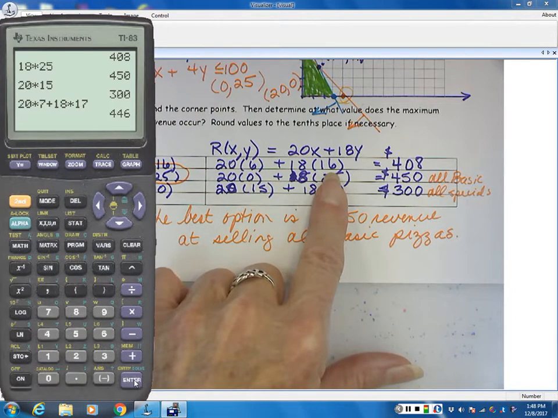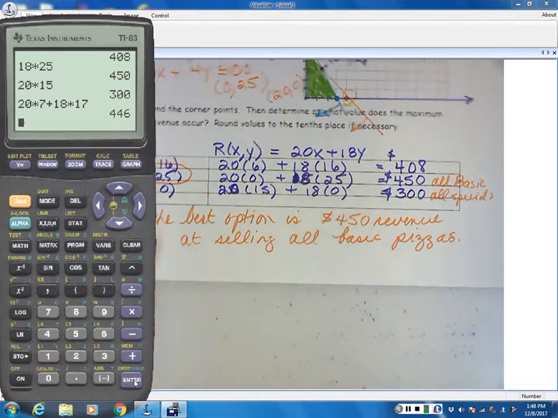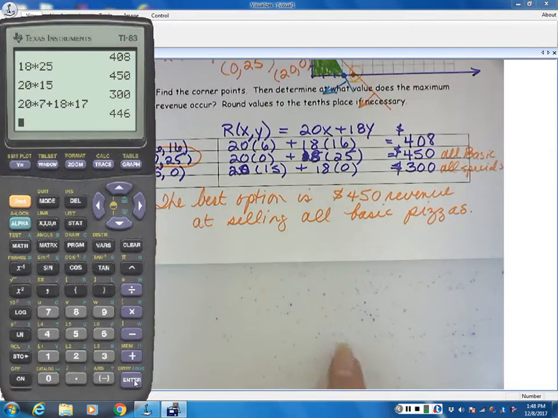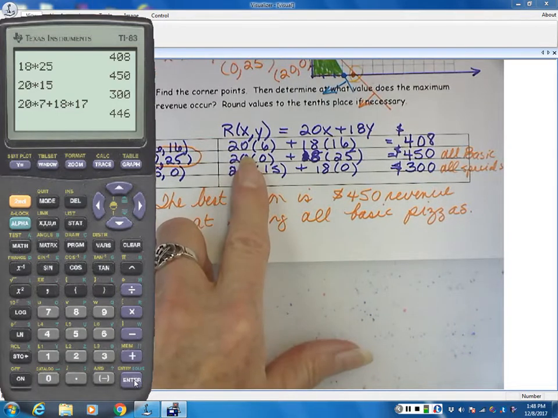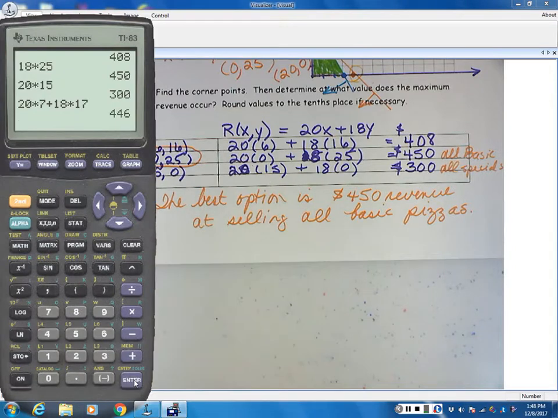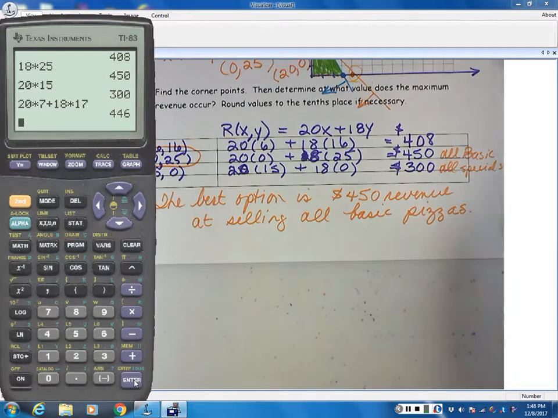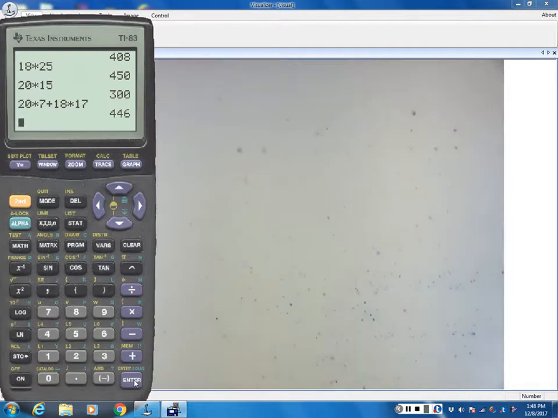Now honestly, if these are smart business people and they're looking at this, what their brain should be telling them is they're not charging enough for the special pizzas. If they're going to keep making those pizzas with those ingredients at that price, they need to raise their prices. Okay? So that's number 11.